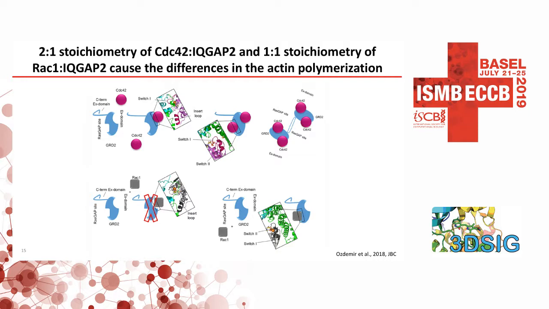However, in the case of RAC1, it cannot bind to the EX domain because of the sequence differences in its insert loop. RAC1 can only bind to the RAS-GAP site, so this stoichiometry is 1-to-1, even though it's 2-to-1 in CDC42. So only one RAC1 can bind to GRD2, and it cannot induce any release in the C-term. So it's the overall complex for the RAC1 and IQGAP interaction.